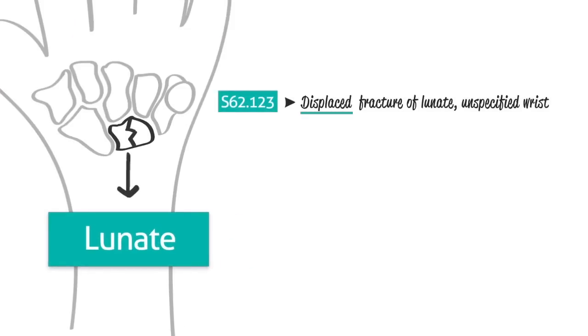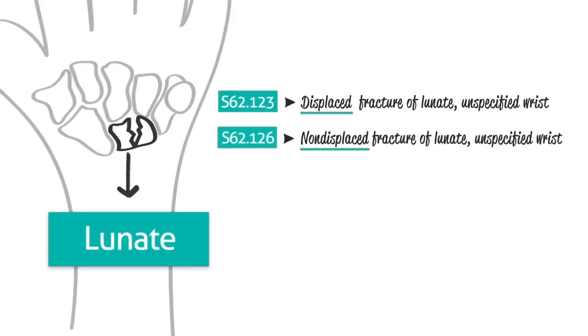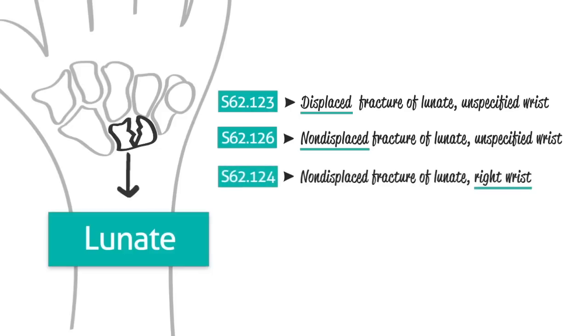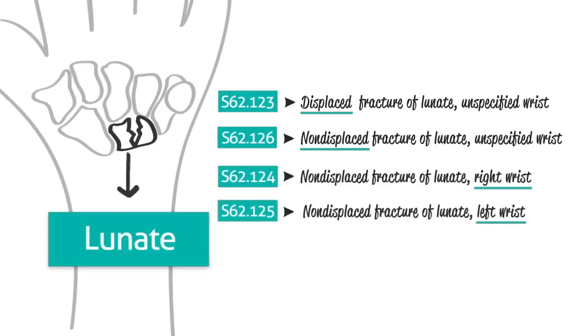Was it a displaced or non-displaced fracture? And was it the right or left wrist? Oh, and you'll need a 7th character in this category of codes.